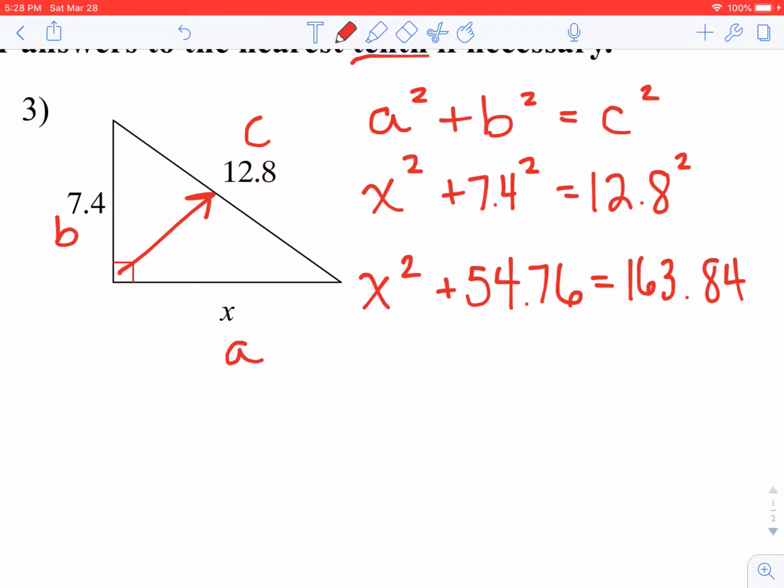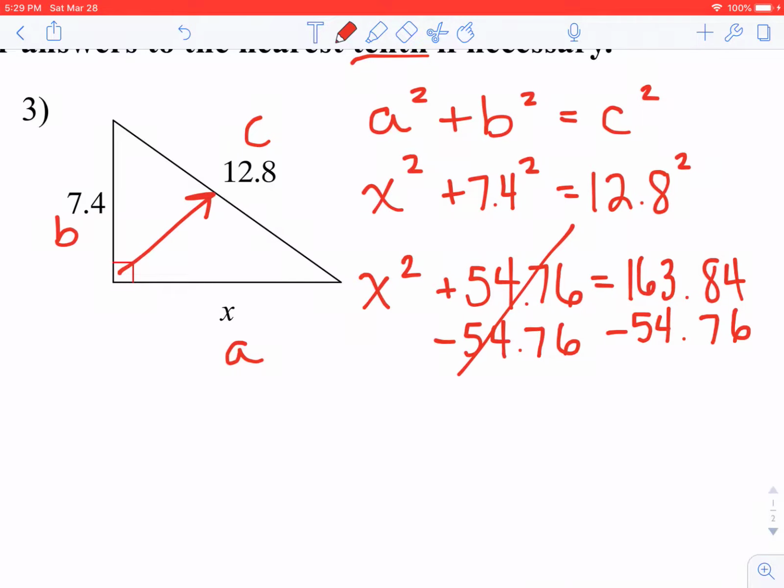All right, this is where our steps are going to differ. If I want the value of x, that means I need to solve for x. I need to get the x alone. So the first thing I need to get rid of is this number, okay? So I undo the number that's being added first, and then I undo the exponent of 2. It's kind of like a two-step equation. So in order to undo that plus 54.76, I'm going to do the opposite operation, and that's to subtract 54.76. What I do to one side, I must do to the other. I'm going to do it over here as well.